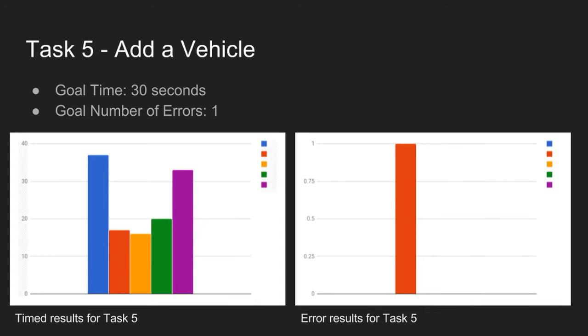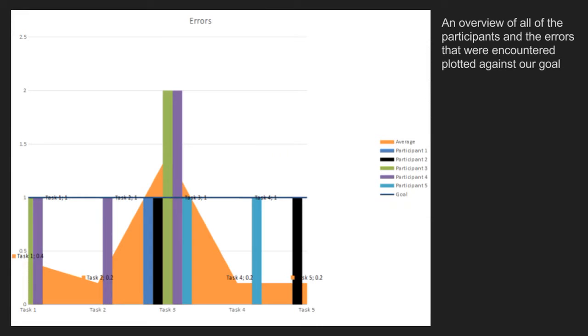Our fifth and final task was to add a new vehicle. Another piece of our design users may not be familiar with. We are again cautious. We were looking for users to complete this task in 30 seconds with one or fewer errors. Again, we were surprised with the results, as most users finished this in under 20 seconds, with very few errors along the way.